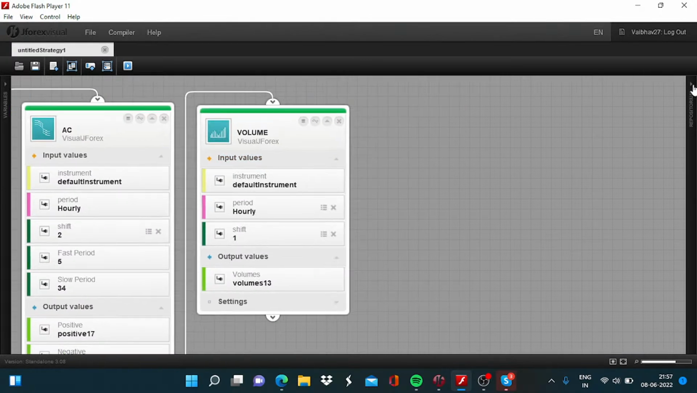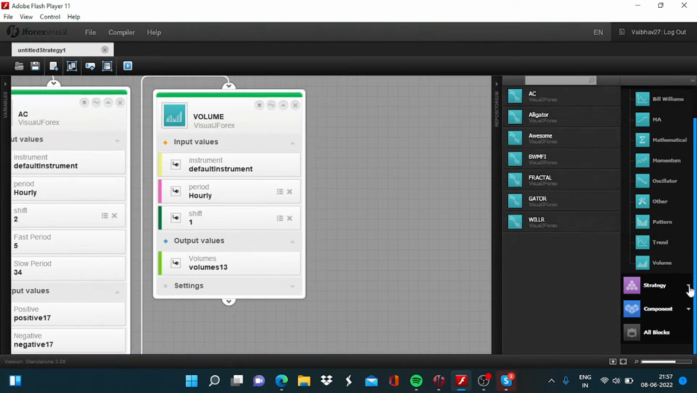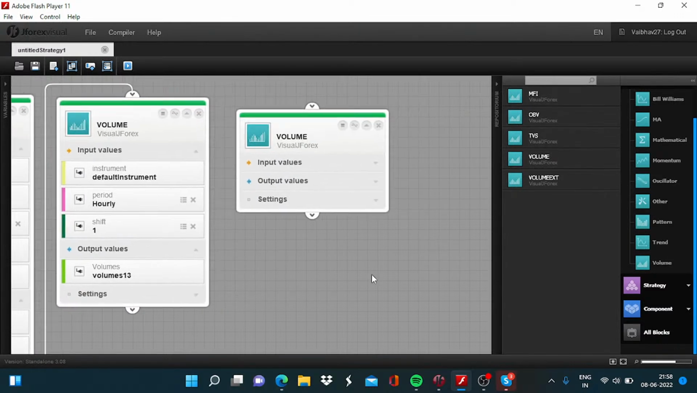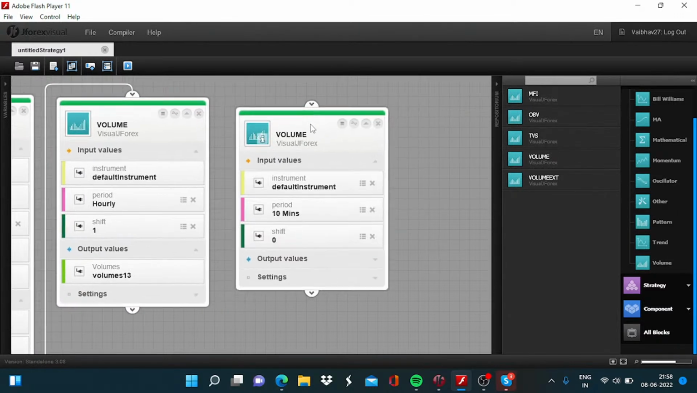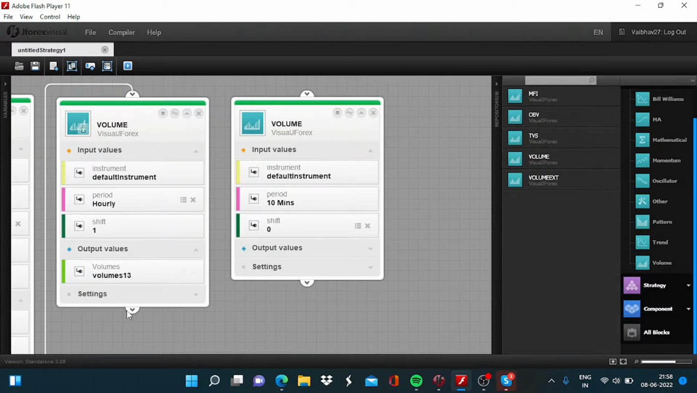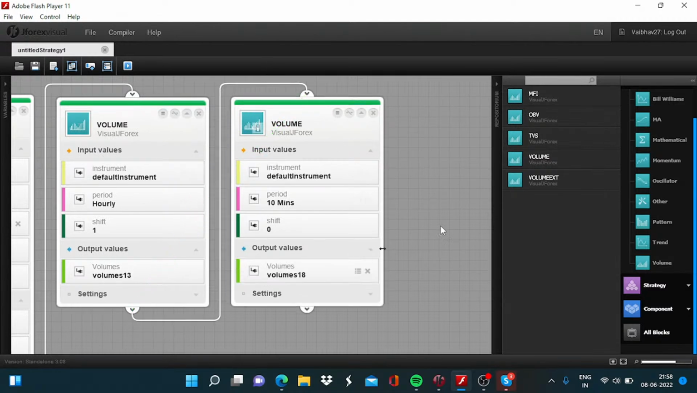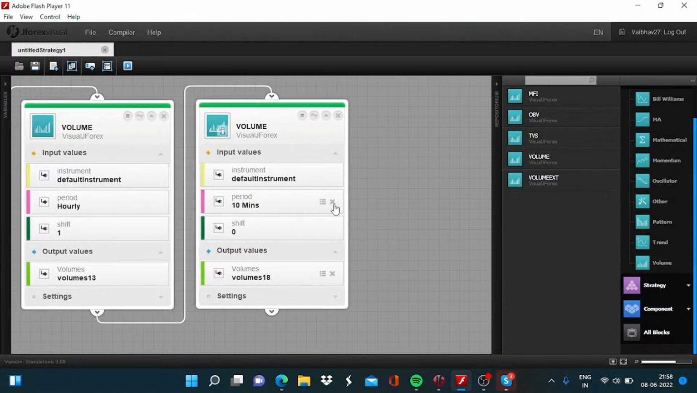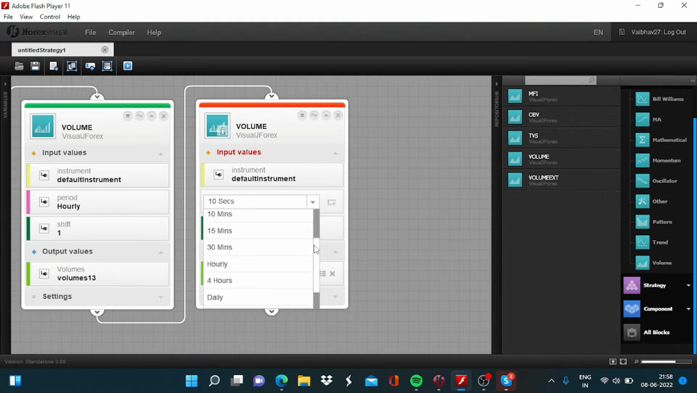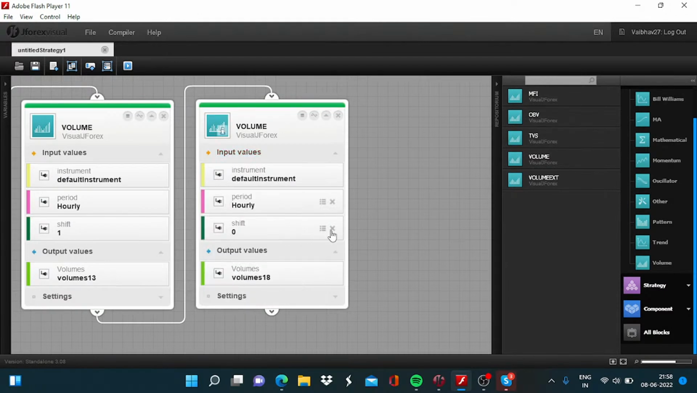And then we need one more of the volume indicator block. So I am going to add one more. The candle period here also needs to change to hourly. The only difference is going to be this look back period, which will be 2. All right.